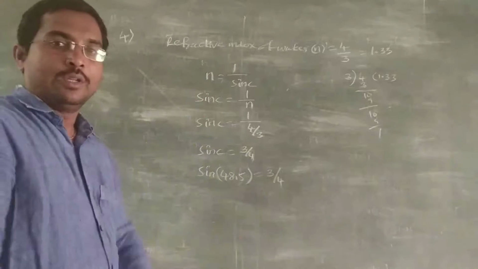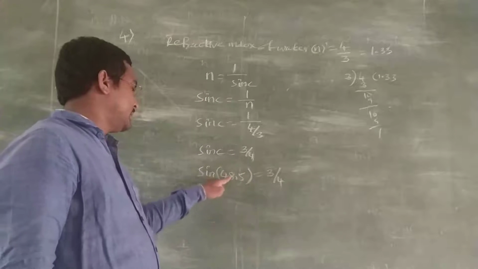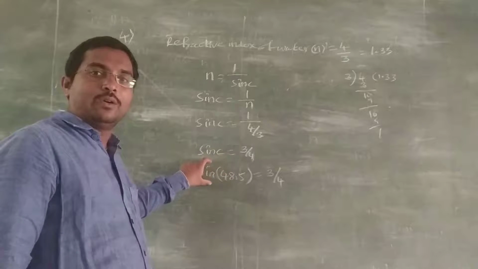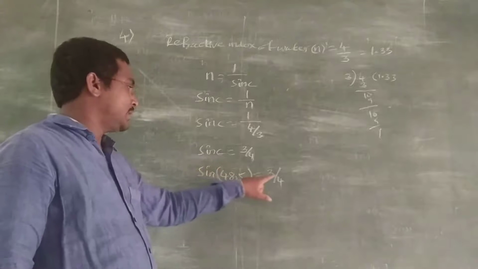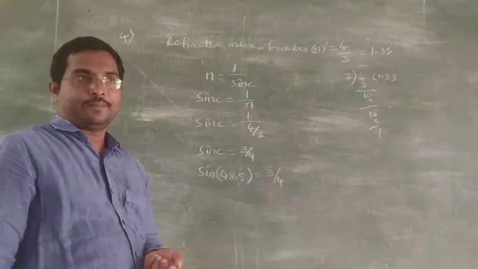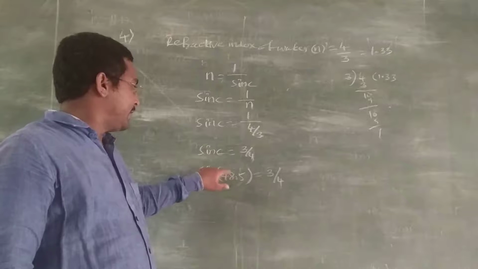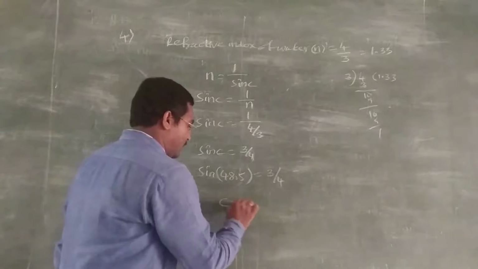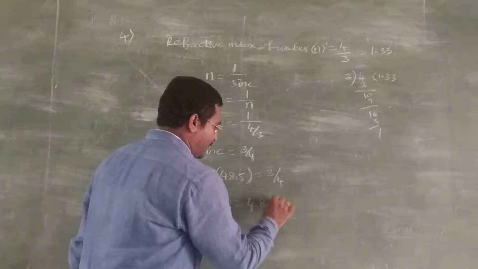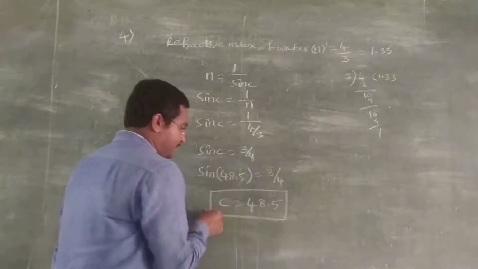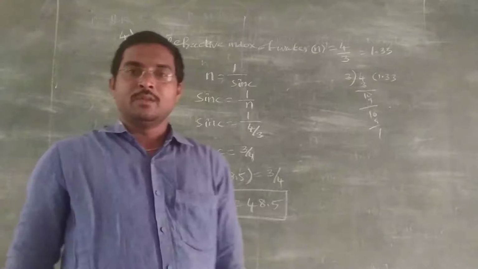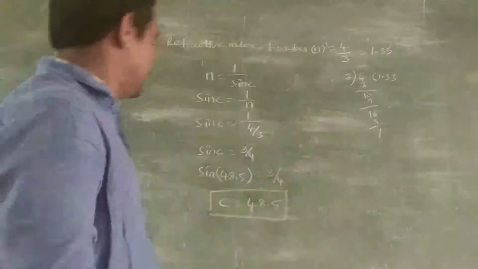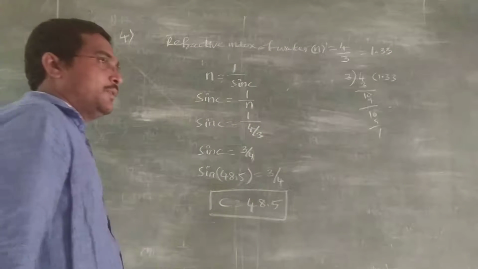3 by 4 comes when sin 48.5. That means if we look at the sine value of 48.5, we get the value 3 by 4. Now what does 48.5 equal? It equals the critical angle. Now critical angle C is equal to 48.5 my dear. This is also very important. You have to remember. So what is the critical angle of water? Critical angle of water is 48.5. You have to remember like this.